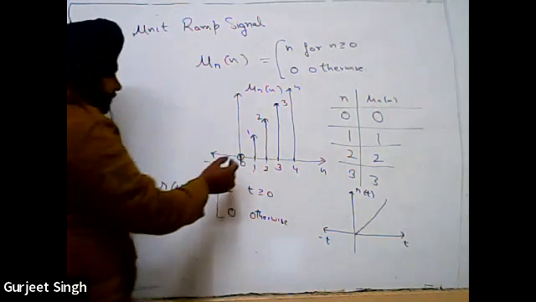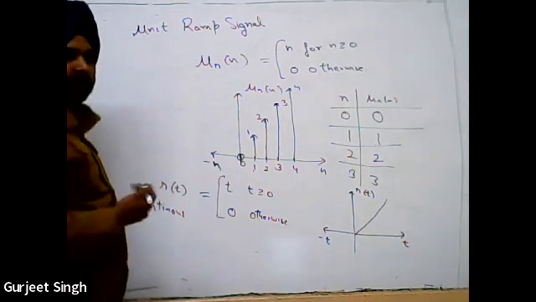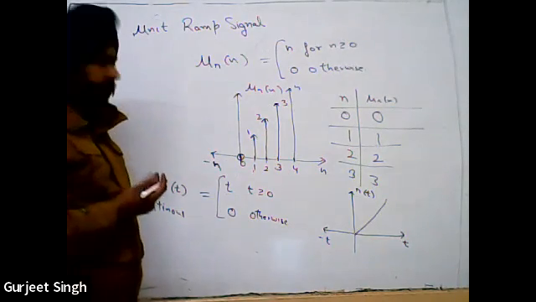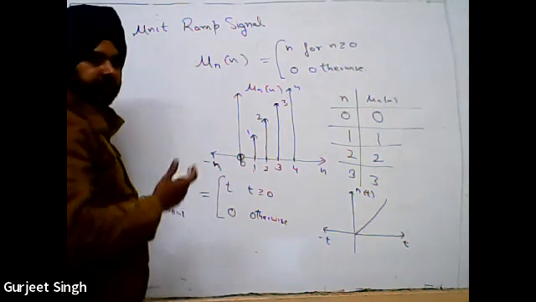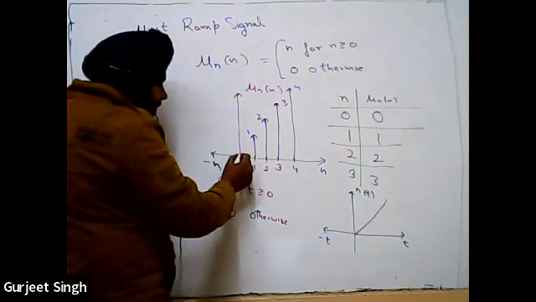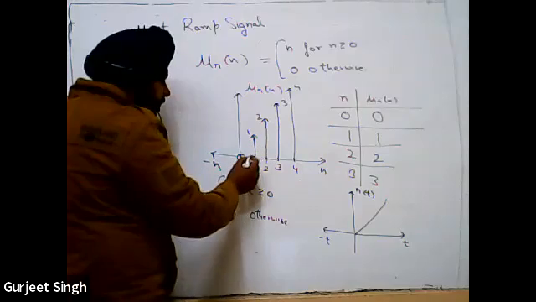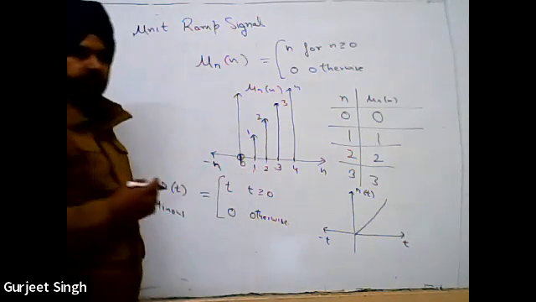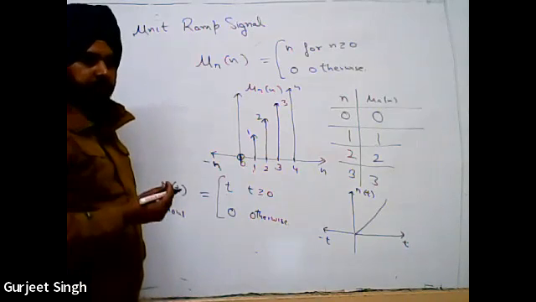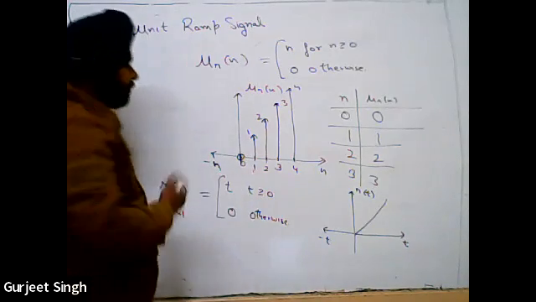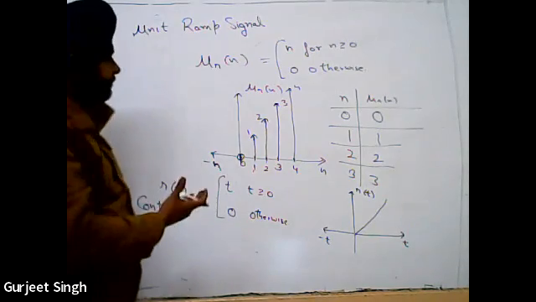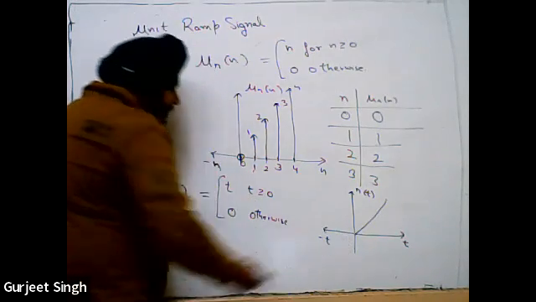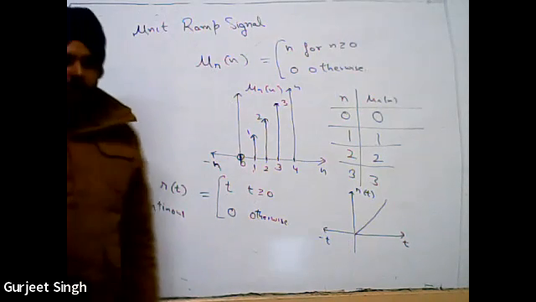For the discrete time signal, they have values only at particular instants of time, the value 0 at 0, 1 at 1. So in between 0 and 1, they have no value. They have values at the particular instants 0, then 1. At 0.1, 0.2, 0.3, they have no values. So this is the discrete type ramp signal, and this is the continuous type ramp signal.